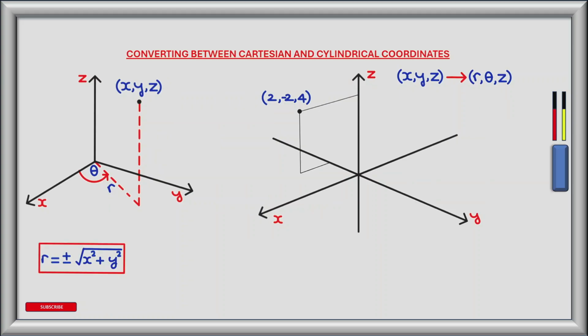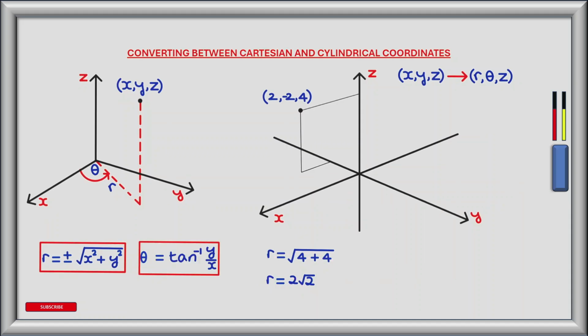And so to find r, we're going to take the positive square root of x squared plus y squared. So if we plug in the numbers for x and y, we have r is equal to the square root of 4 plus 4. And therefore r is equal to 2 multiplied by the square root of 2. And theta is equal to tan to the minus 1 of y divided by x. And so theta is equal to tan to the minus 1 of -2 divided by 2. And therefore theta is equal to minus pi by 4 radians.